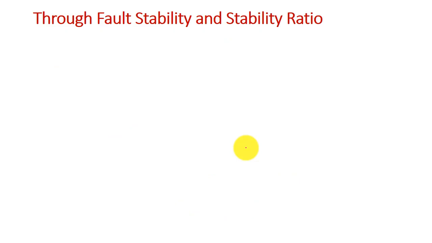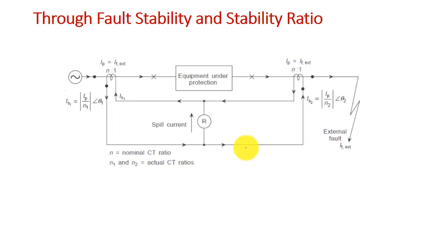So let us see in terms of stability issues when there is a through fault, that we call the external fault, that is the fault is lying outside the protection region. Then also the differential protection scheme responds, and we can express this in terms of the through fault stability, as we call it, and also stability ratio. What is this? Let us see.